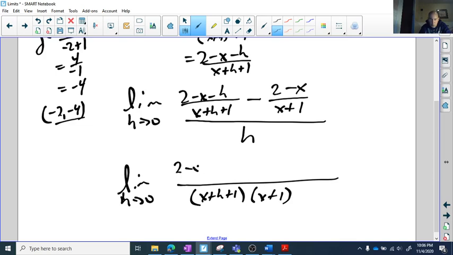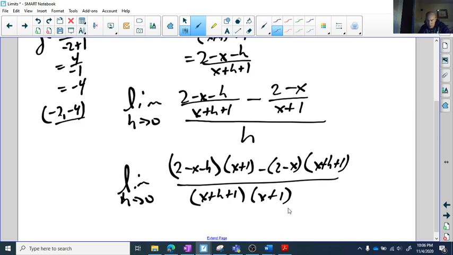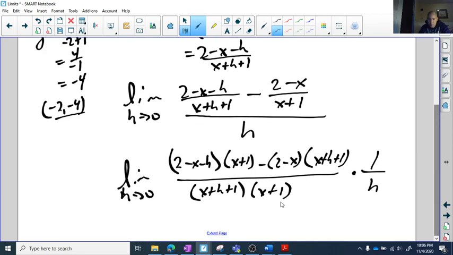So 2 minus x minus h. To get that denominator to become that denominator, I would have to multiply it by x plus 1. The second fraction, which is over x plus 1 right now, I want it to be over the product of these two, so I'd have to multiply it by x plus h plus 1. Now, rather than put this over h, what we do is multiply it by the reciprocal, which is 1 over h.